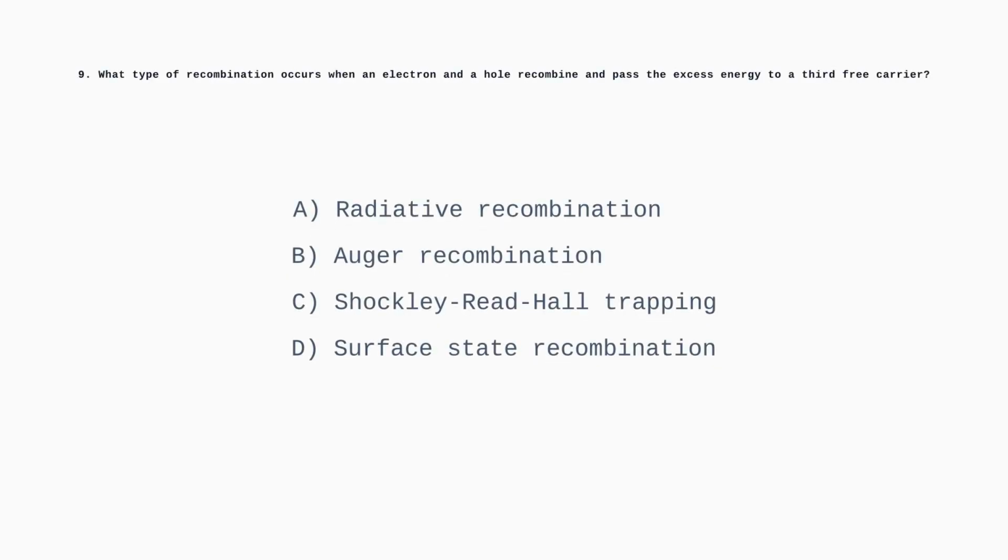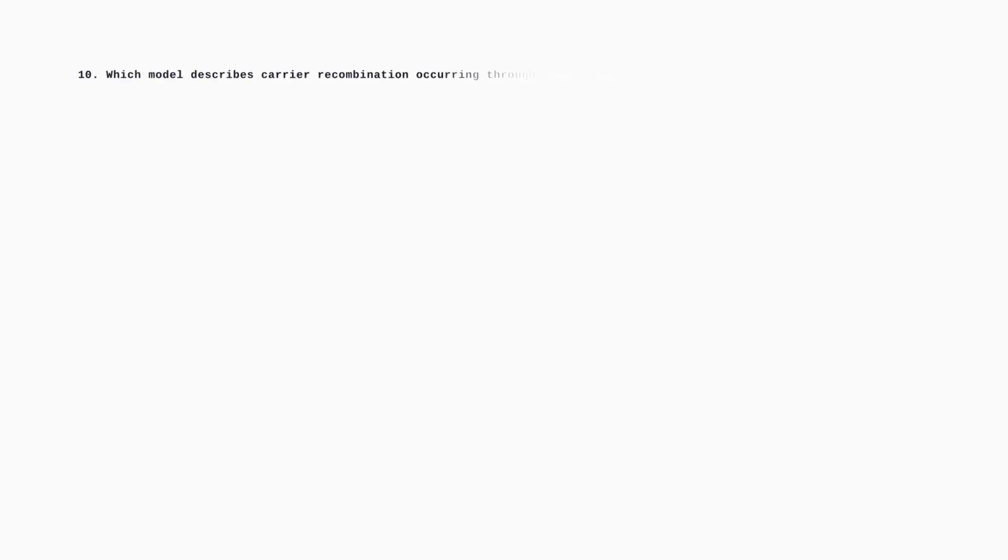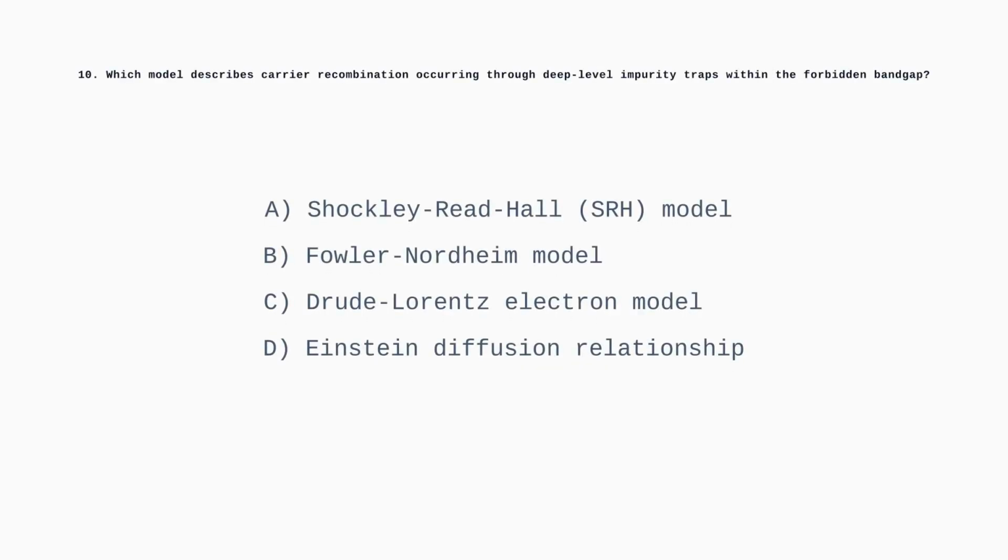Question 9. What type of recombination occurs when an electron and a hole recombine and pass the excess energy to a third free carrier? Auger recombination is a three-particle process where the energy released from a recombination is absorbed by another carrier, converting the energy into kinetic heat. Question 10. Which model describes carrier recombination occurring through deep-level impurity traps within the forbidden bandgap?